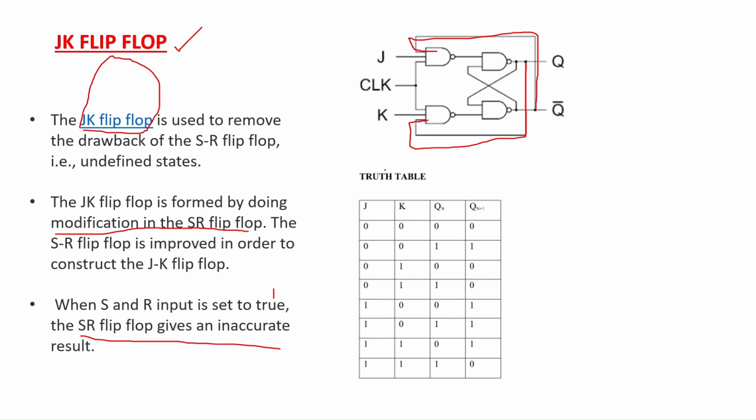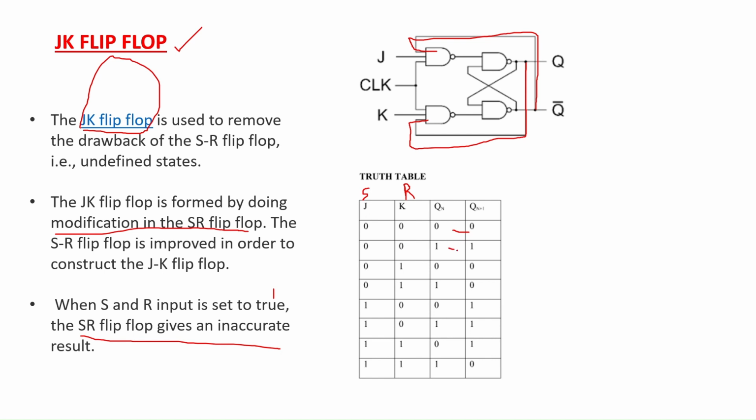This is the truth table of the JK flip-flop. J is similar to S and K is similar to R. When both the values of J and K are equal to 0, the present state Qn+1 will be equal to Qn.